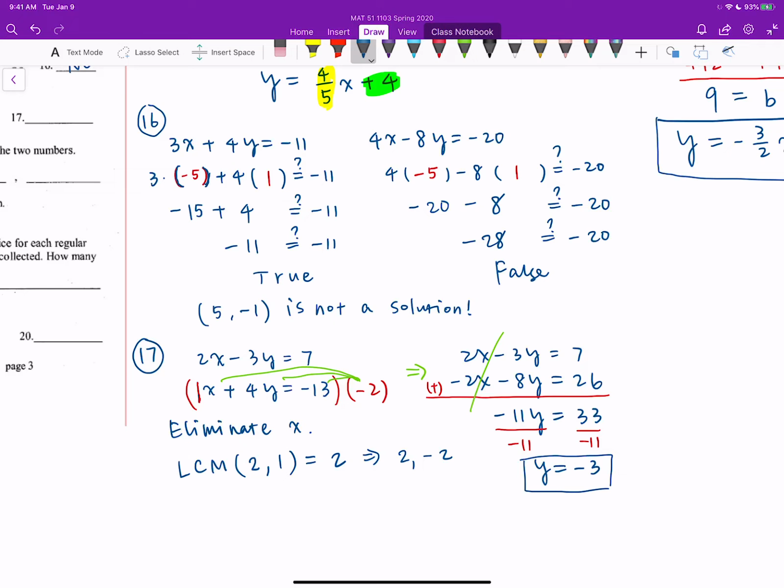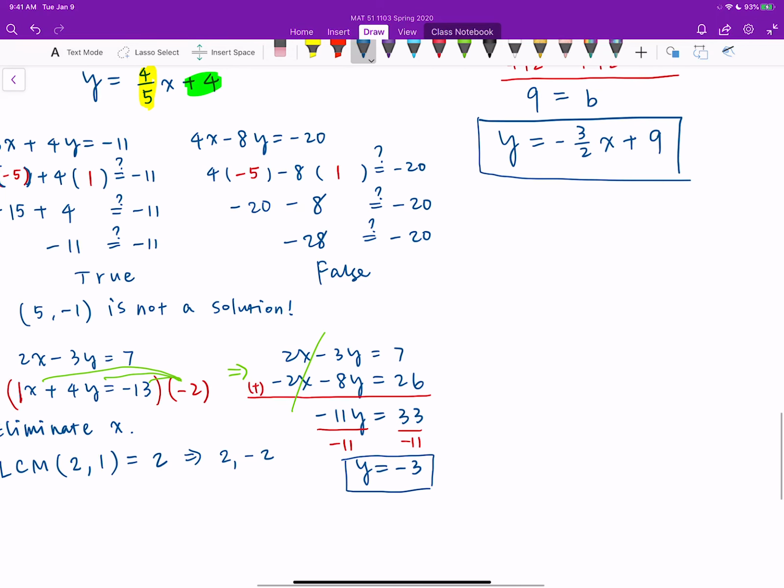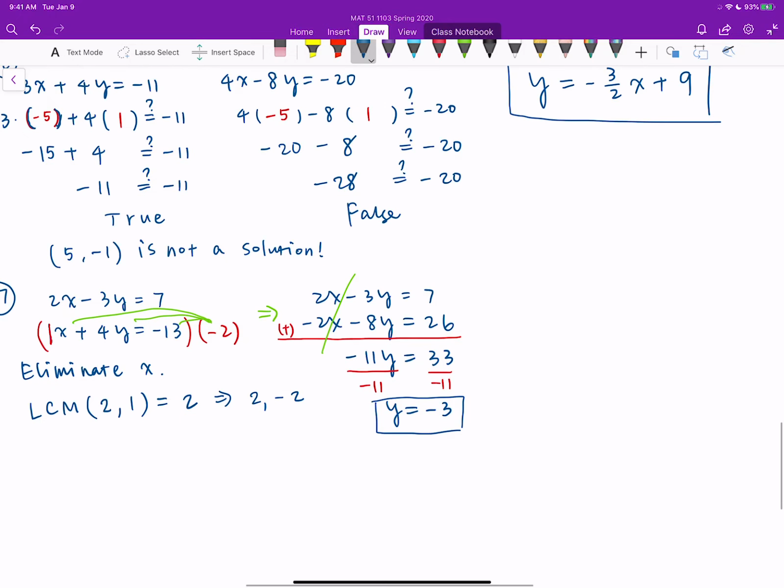We need to find out the value of x. To find out the value of x, there are multiple ways. You could plug it back into one of the original equations and solve for x. So I'm probably going to use the second equation. If you notice the second equation, it's x plus 4y equals -13. x is already by itself with a coefficient of 1. So all I need to do is just plug in the value for y.